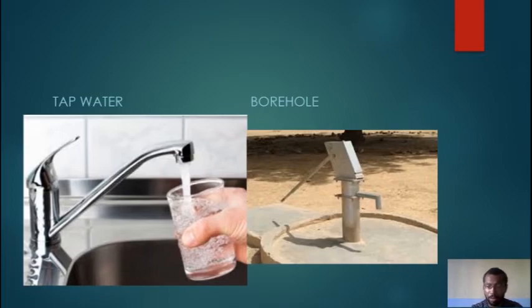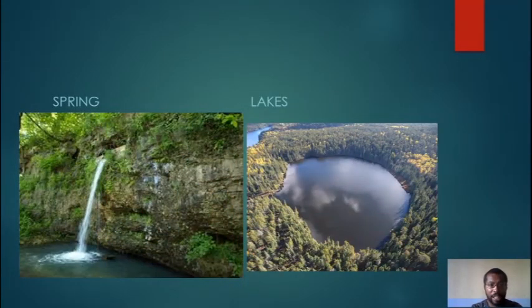Are you getting me? Now, the next we have here is the spring. What's this? A spring. In fact, let me just tell you the truth. The cleanest and the purest form of water is gotten from what? Spring water. In fact, it is very neat. Now, you can see the spring there. The water is flowing out from a rock. It's very, very neat. Spring water is also a source of water.